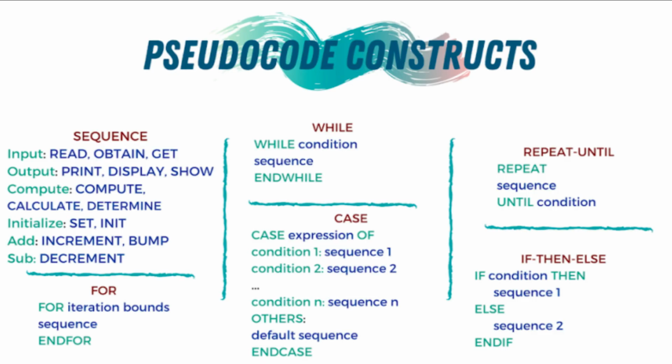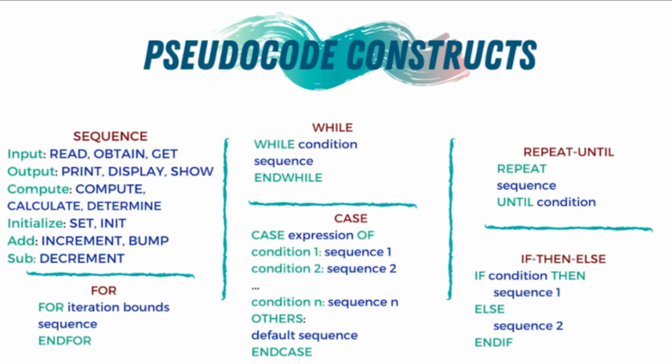So one group of constructs involves when we have a sequence of actions, like capturing an input from a user, then outputting something back. Also at times we need to compute values, as well as initialize values. And we usually find the need to also increment or decrement values. So these are all found under the sequence group, and in dark blue we have the actual words used in our pseudocode. Again, you don't have to use these exact words, but they are here as a guide.